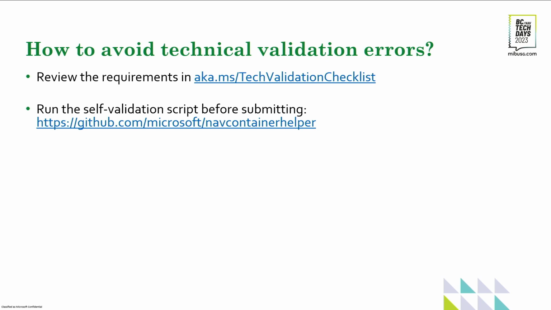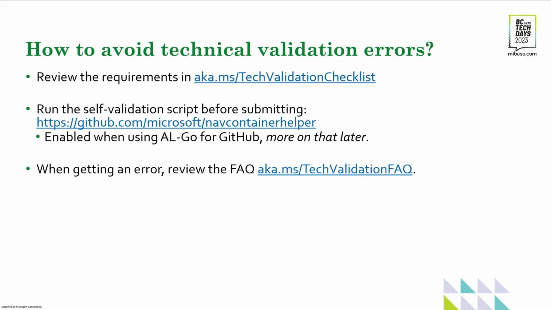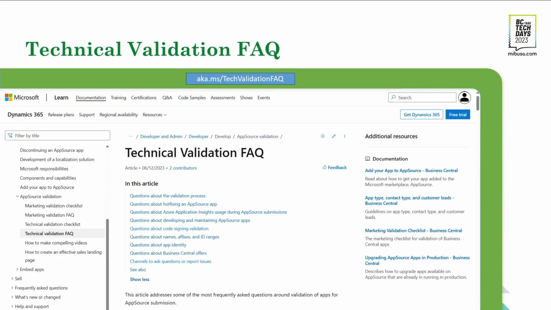There are also some scripts that you can run from the NAV container helper repo, so all the BC container helper functionalities for Docker images there. There is also some functionality out of AL-Go for GitHub. We're also asking you, whenever you get an error, have a look at the FAQ that we've built. It's available at aka.ms/tech-validation-FAQ, and it contains a lot of information that we've gathered over time based on all the support cases we had and feedback from AppSource publishers, and it's really a great place to get started.